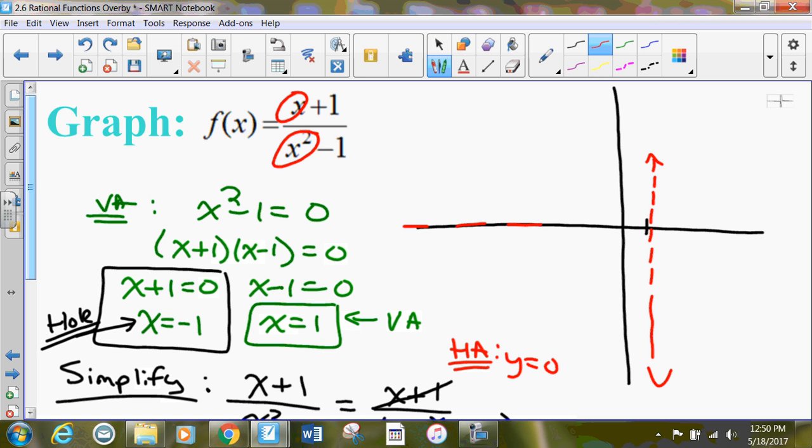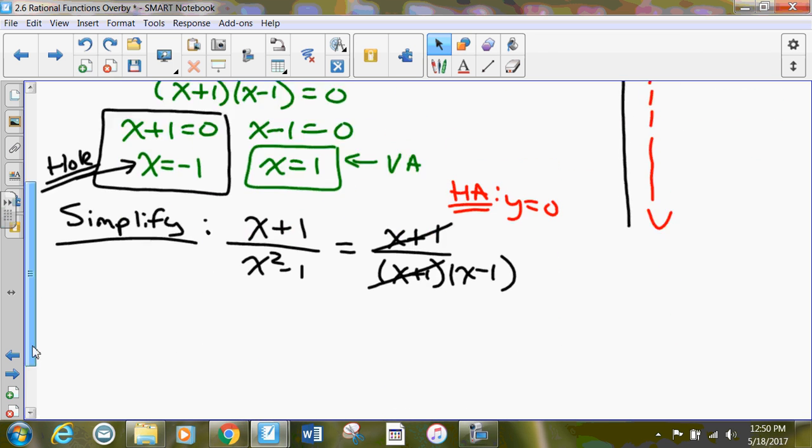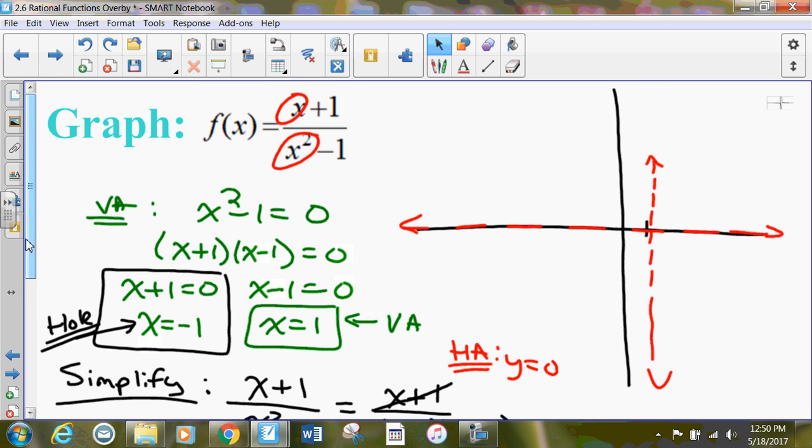And so now we're going to make a table. Did I cheat and make a table for myself and attach it? Nope, gotta make my own table. That probably will keep me focused and it'll be a good thing. So here we go. We're going to be checking the values from the left of the vertical asymptote at x equals 1 and the right.